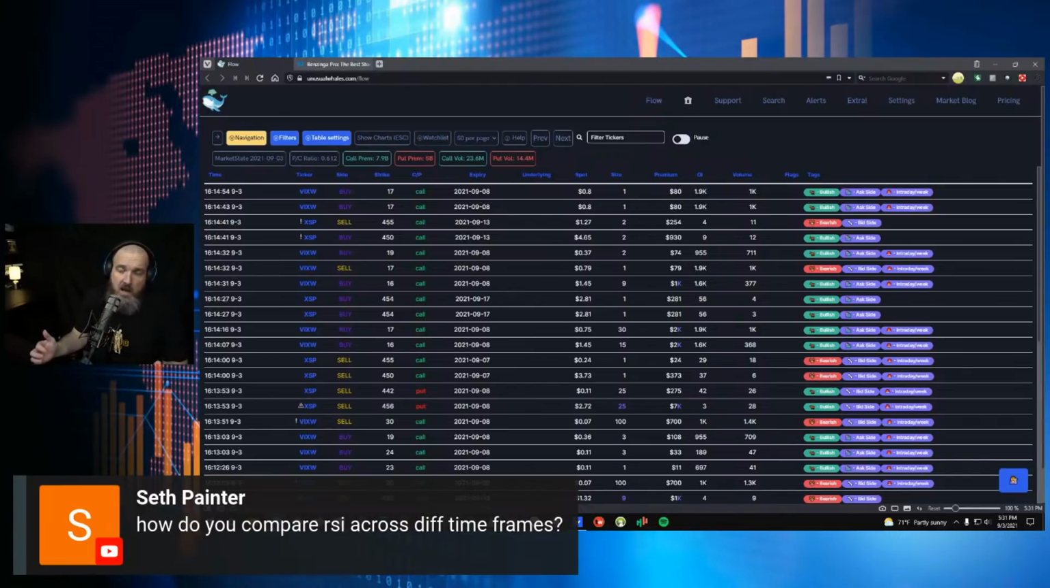And I look at the RSI on those. However, I don't care about the RSI on 5 minutes. I don't care about the RSI on the 1 hour or anything like that. It's giving me an indication though, overall, of what the stock has been doing. So that's how I basically compare.